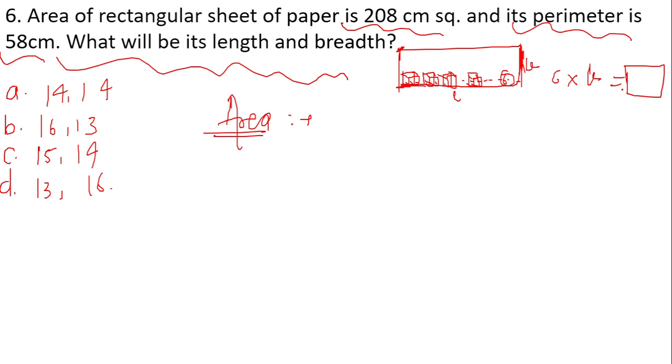So to find the area of a rectangle, I am telling you in the simple form that the area is nothing but length into breadth. The formula for the area of a rectangle is length into breadth. Okay, so in the given question, what is given? 208 is the area. 208 centimeter square is the area given here. They have not given us the length, nor have they given us the breadth.